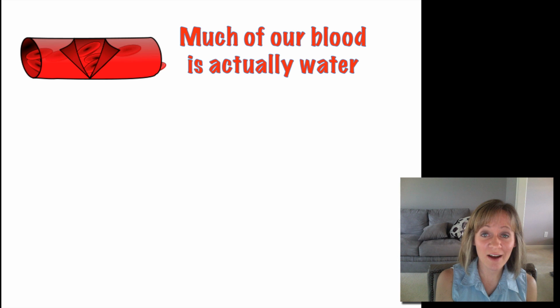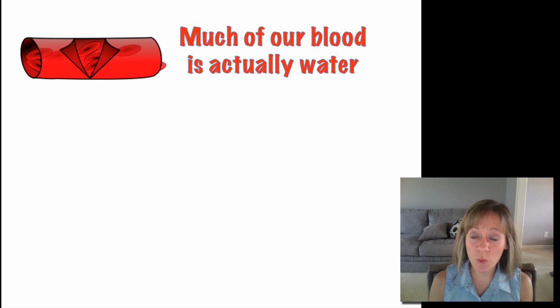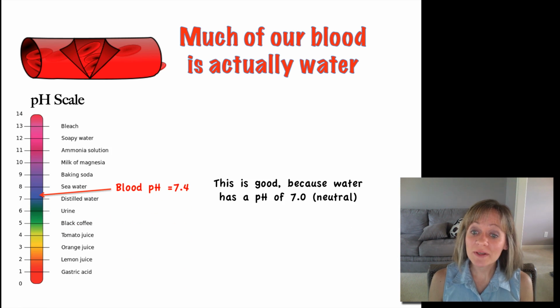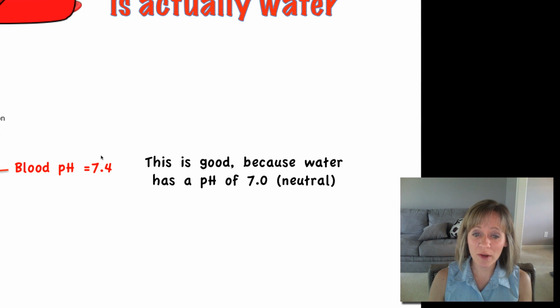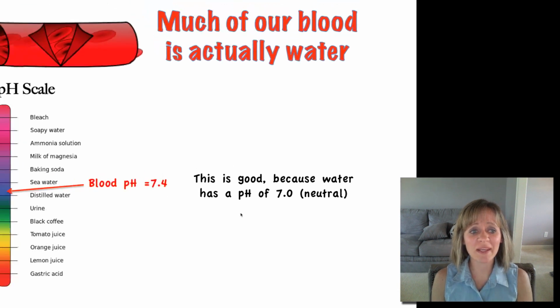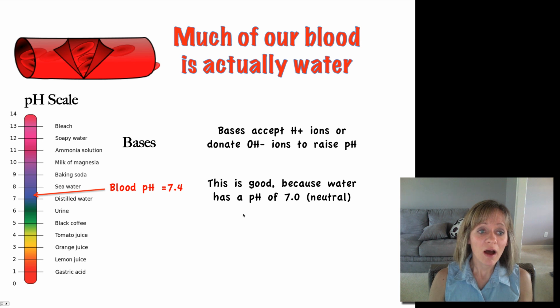So let's go back to this idea of our blood and how much of our blood is actually water. This is a great thing, again, because water is neutral, right? It has a pH of 7, and blood pH is about 7.4. So it's a little on the basic side, but not much. It's pretty much neutral. So let's look at this pH scale. So bases are on this end of the pH scale, above 7 and up to 14. Bleach, soap, ammonia, baking soda. Bases accept hydrogen ions from other atoms or molecules, or we can consider bases to donate hydroxide ions. So this is called a hydroxide ion.